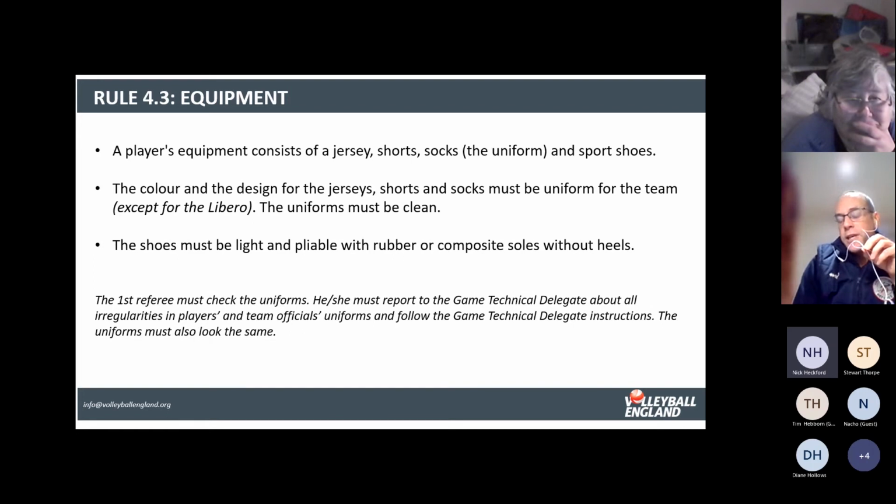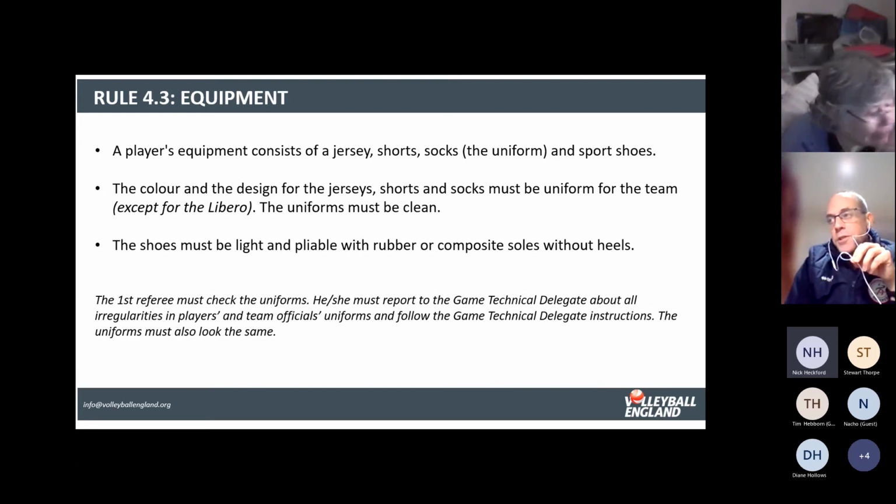Okay, and when you're looking at the operating standards with things like socks, you need to make sure that everyone is wearing them and they are all the same color, and you can see them. This is just simple things that if you keep reiterating these points across the teams, they will eventually get the idea. The first referee must check the uniforms, and they must.